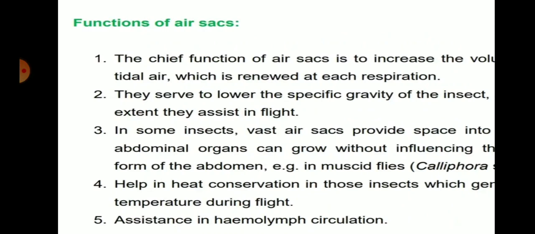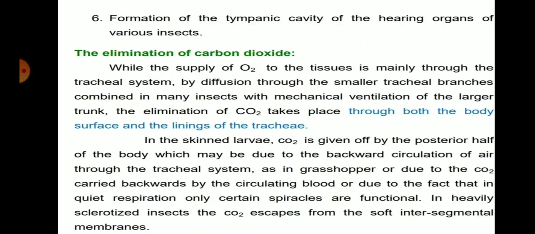In some insects, vast air sacs provide space so that the abdominal organs can grow without influencing the form of the abdomen, as in the Musca fly. Air sacs help in heat conservation and help in hemolymph circulation, and also air sacs help in formation of the tympanic cavity of the hearing organs of the various insects.